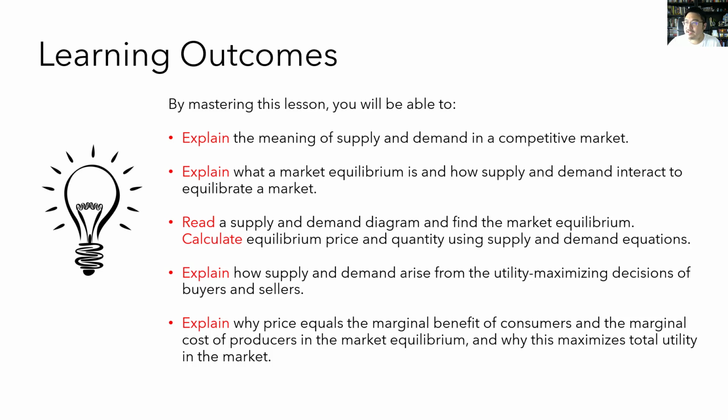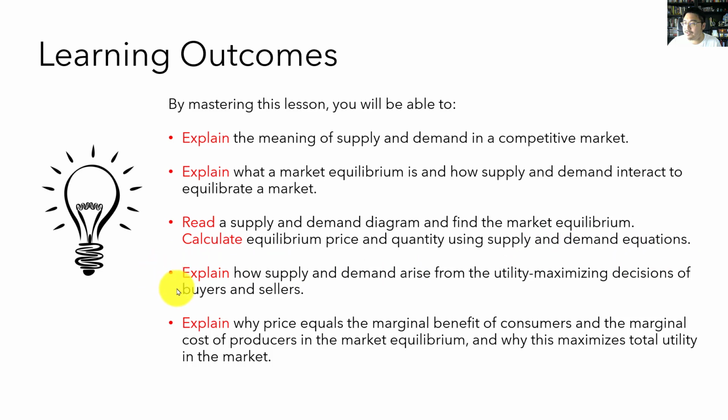So here are the learning outcomes for today's lecture. By mastering this lesson, you should be able to first explain the meaning of supply and demand in a competitive market, including explaining what a competitive market means. Explain what a market equilibrium is and how supply and demand interact to equilibrate a market. You should know how to read a supply and demand diagram and find the market equilibrium. And you should be able to calculate equilibrium prices and quantities using supply and demand as represented by equations.